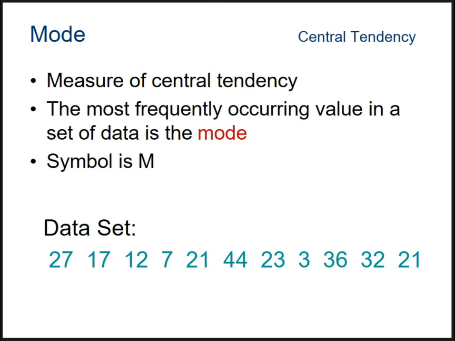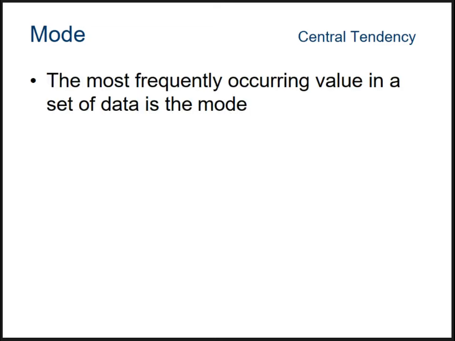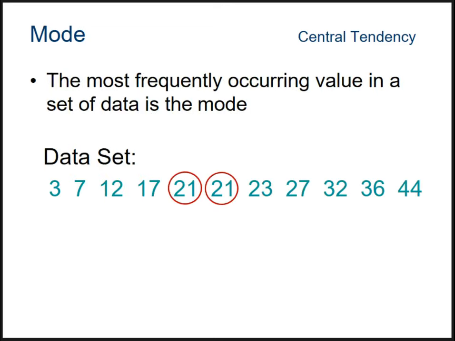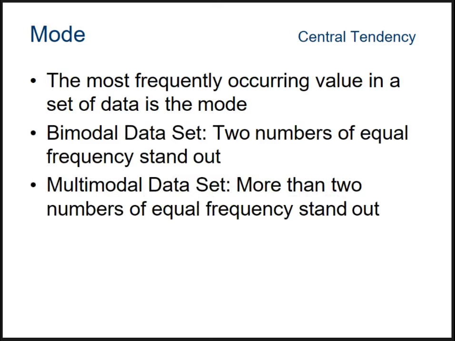So, when you look at mode, this is another way of looking at central tendency. This is the most frequently occurring value in your data set, and it's represented by the letter capital M. So if you look at this data set down here, you'll see that 21 occurs twice, everything else only occurs once. So the mode of this set would be 21. But we also have two other scenarios that happen when we look at mode, and later we'll use Excel to take care of this work for us.